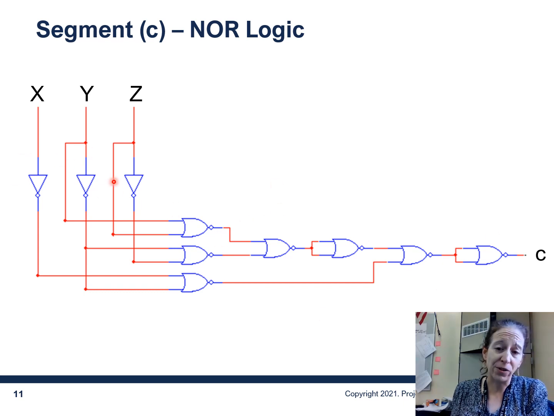And segment C is being implemented with NOR logic. Now notice that doesn't include the inverter. So you have to get your inverted signal for all of them regardless. So this is your NOR logic, and one of your 7 segments needs to be done with NOR logic.